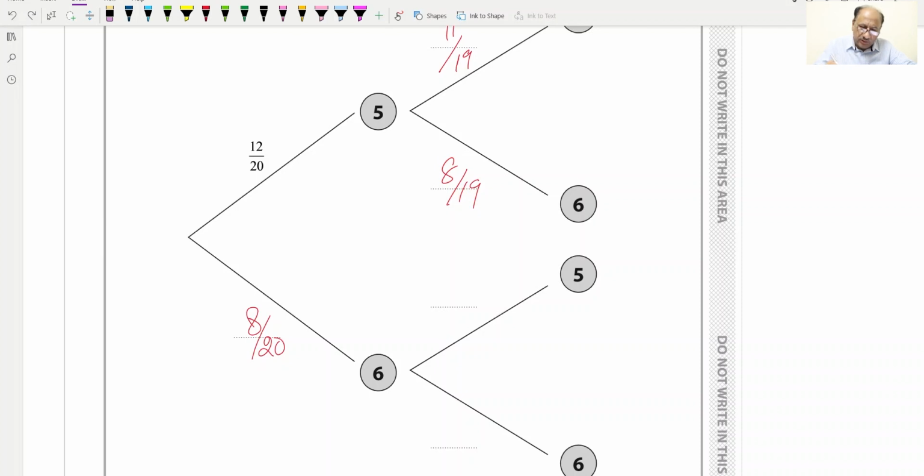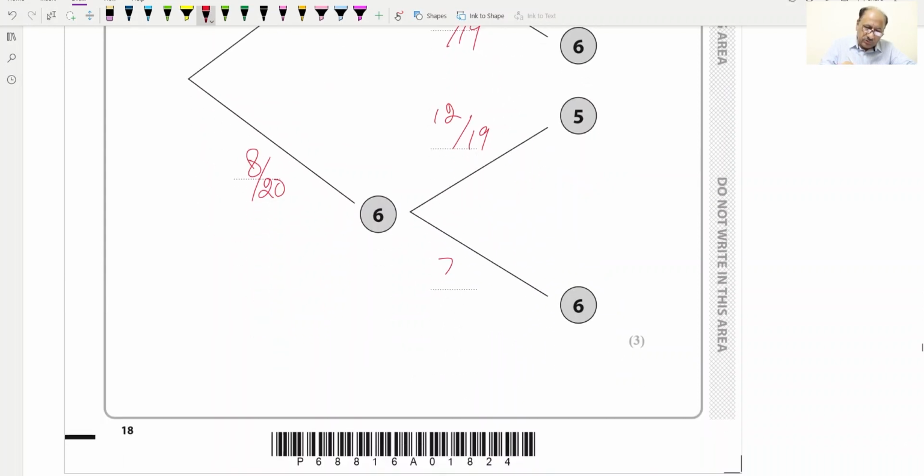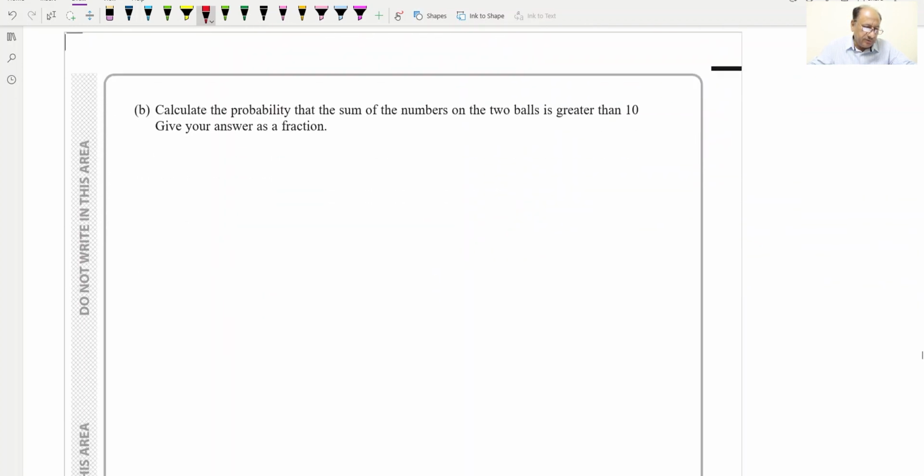Hopefully you understood this. Then for the second branch, this will be 12 out of 19, and 8 is already gone, so the other will be 7 out of 19. Hopefully you understood this. This was a 3 mark question to just complete the tree diagram.